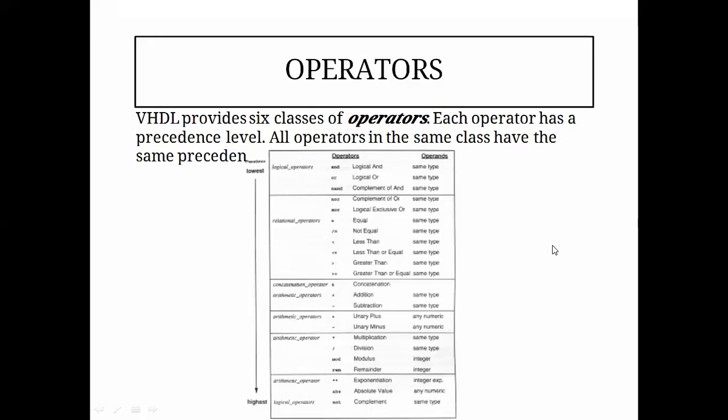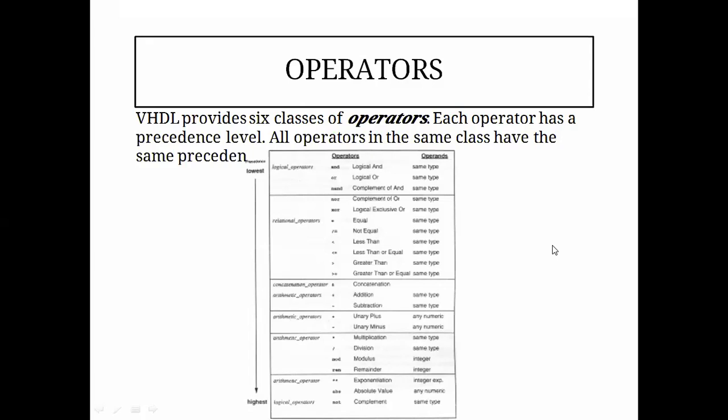What were those 6 classes? Logical, relational, shift, adding, which we also call arithmetic operator, multiplying, and the 6th class is miscellaneous. These are the 6 classes of operators we have. And which one has the lowest priority? Logical operator. And which one has the highest priority? Miscellaneous operator, right? Logical operator has the lowest priority, whereas the 6th class, the miscellaneous operator, has the highest priority.